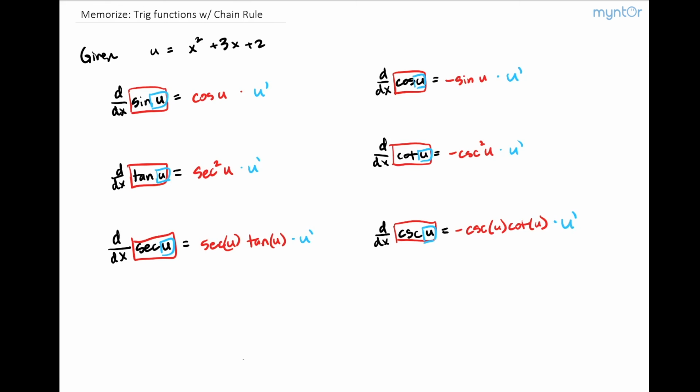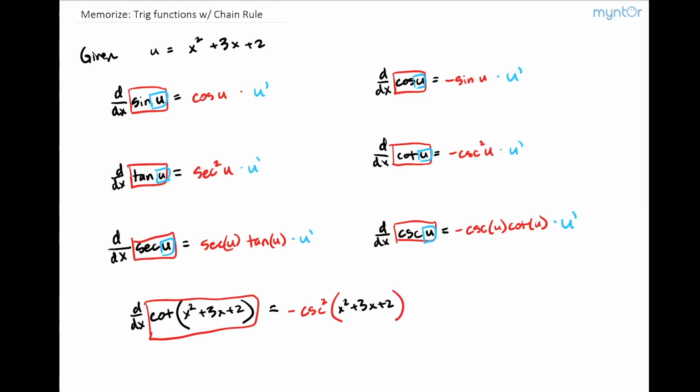And so to bring back the equation here, let's say that we're asked to take the derivative d/dx of cotangent of x squared plus 3x plus 2. This is just going to be equal to the derivative of our outermost function, so negative cosecant squared of x squared plus 3x plus 2, times the derivative of our innermost function right here, which would be 2x plus 3.